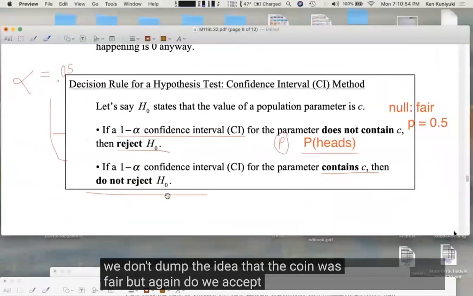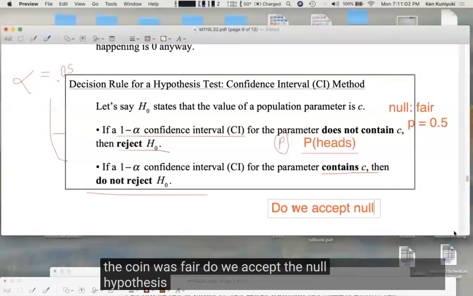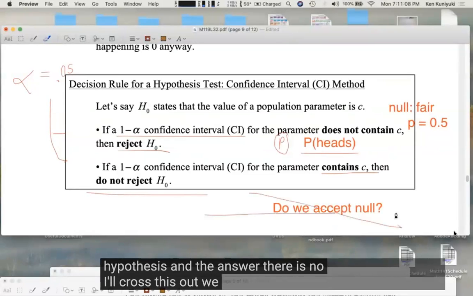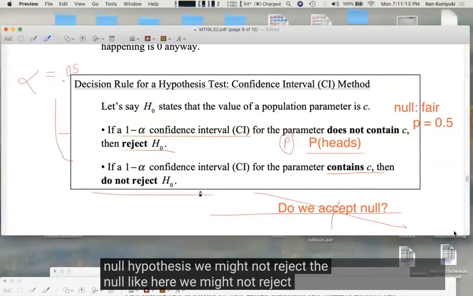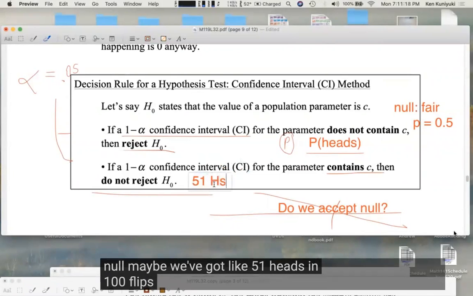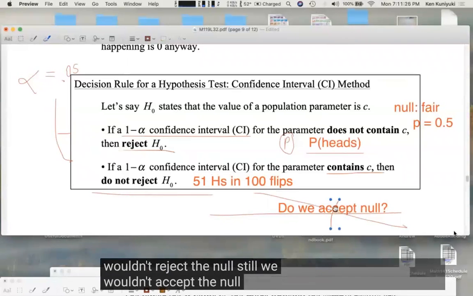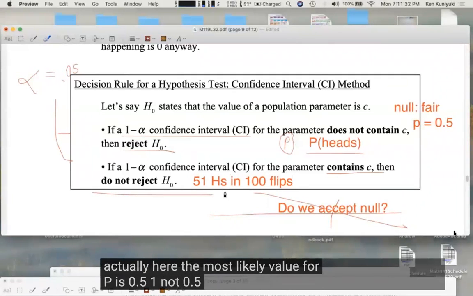But again, do we accept the idea that the coin was fair? Do we accept the null hypothesis? And the answer there is no. I'll cross this out. We never accept the null hypothesis. We might not reject the null, like here. Maybe we got 51 heads in 100 flips, in which case we wouldn't reject the null. Still, we wouldn't accept the null because, actually, here the most likely value for P is 0.51, not 0.5.